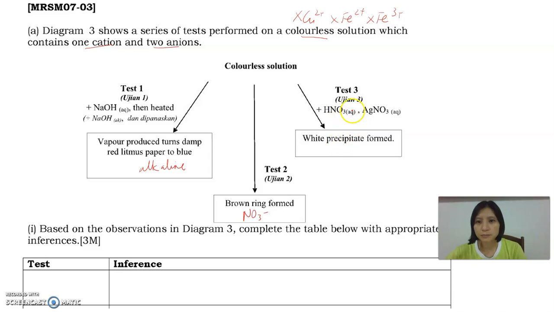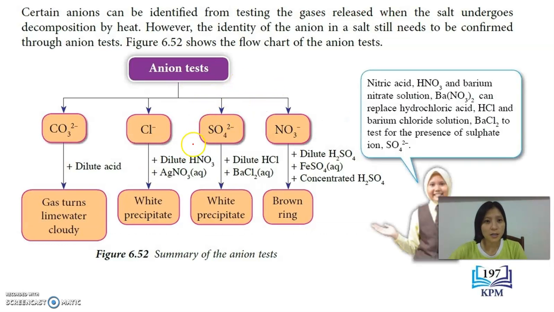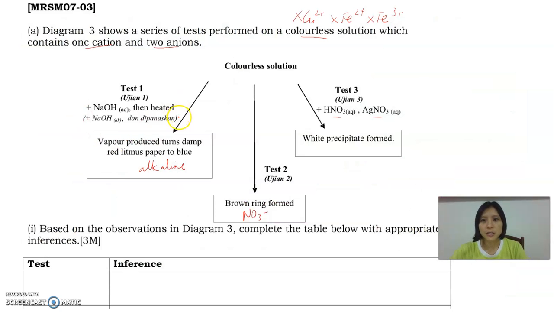And this one, it uses what? It uses nitric acid and also silver nitrate. So you can see, brown ring is nitrate ion, and then nitric acid and also silver nitrate, so it contains chloride ion. Okay, let's go back to the page. So this one contains chloride ion.